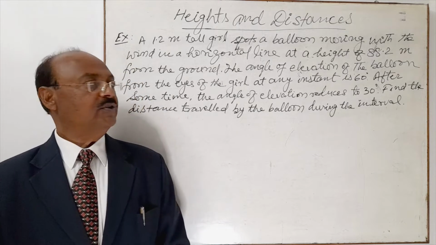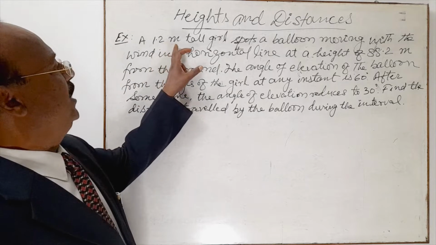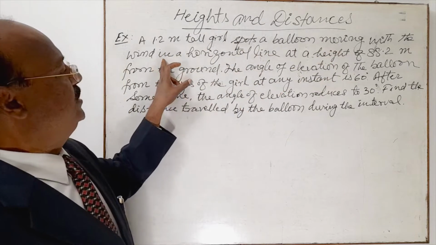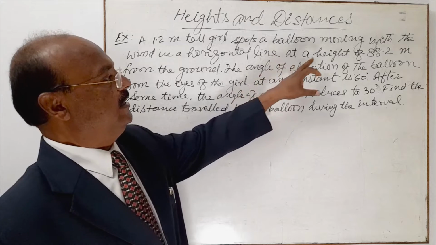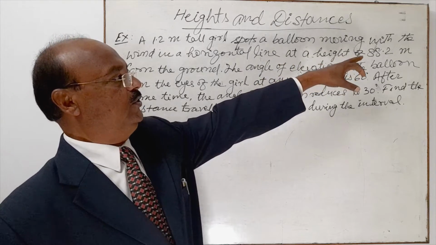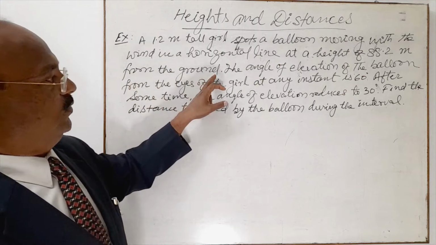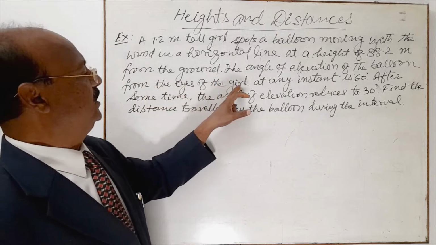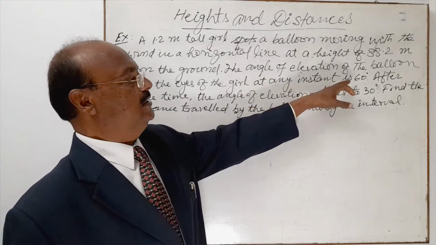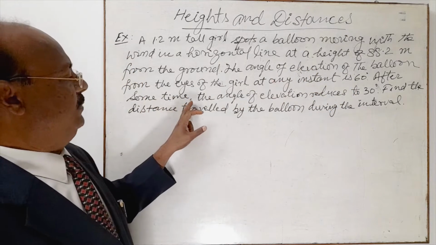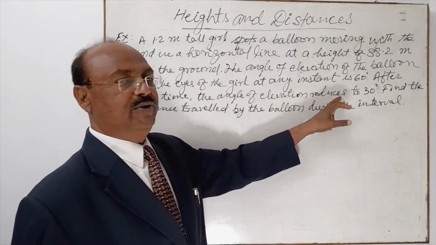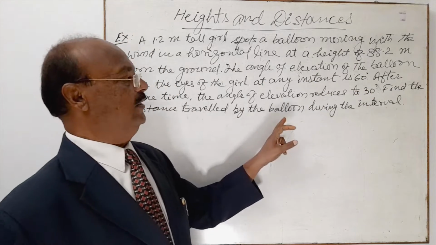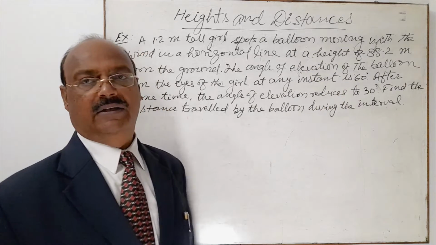The question is, a 1.2 meter tall girl spots a balloon moving with the wind in a horizontal line at a height of 88.2 meter from the ground. The angle of elevation of the balloon from the eyes of the girl at any instant is 60 degree. After some time, the angle of elevation reduces to 30 degree. Find the distance traveled by the balloon during the interval.